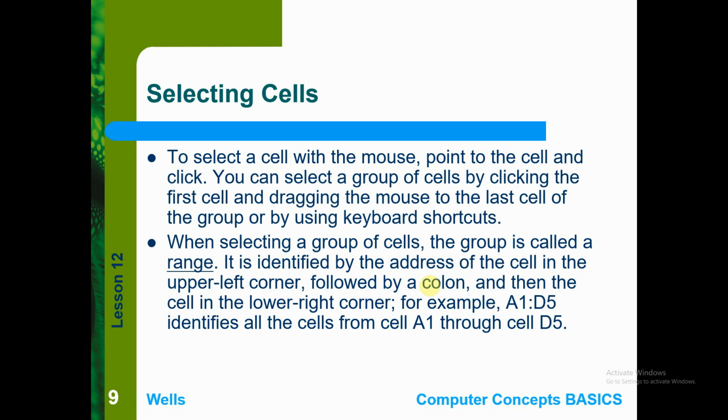This selected group of cells is called your range, and is identified by the address of the cell in the upper left corner, followed by a colon, and then the lower right corner. In our example, the upper left corner of the range is cell A1, and the lower right is D5. So all cells from A1 to D5 are within the range of that group of cells.